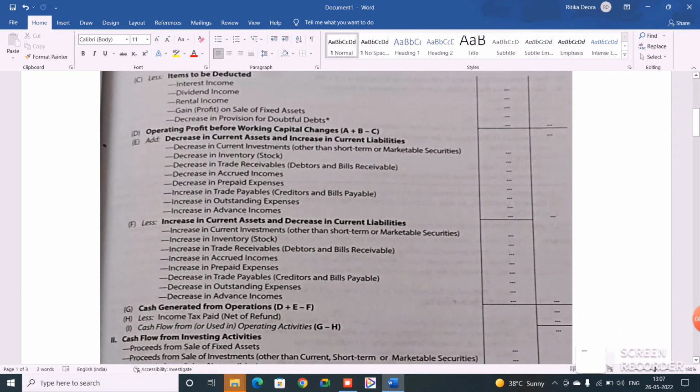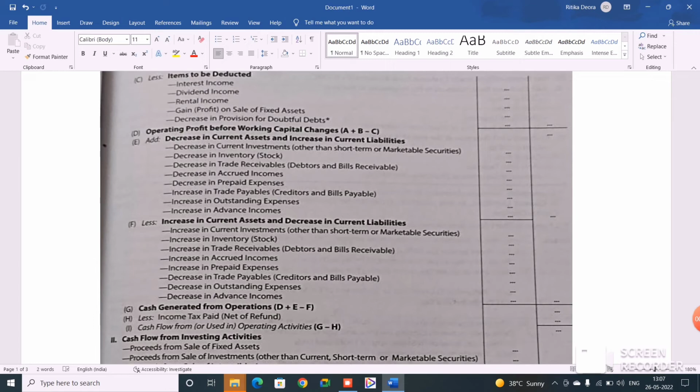Now, when you add and subtract these changes in working capital, whatever you get is called cash generated from operations. After that, you subtract the income tax which you actually paid. The tax that you actually paid results in an outflow of cash, and that is why you subtract it, because the cash is going out. Then finally what you get is called cash flow from operating activities.